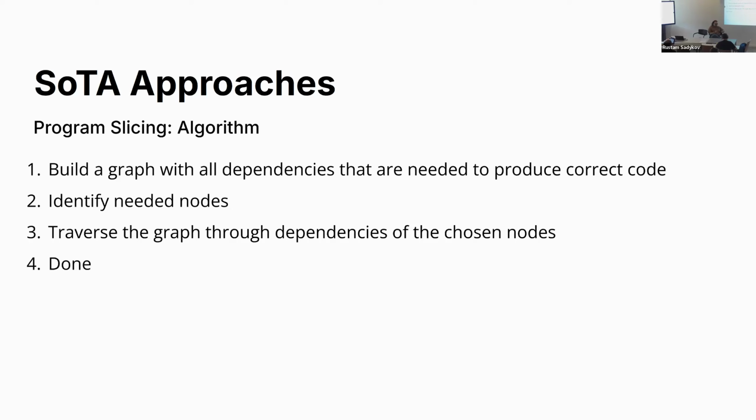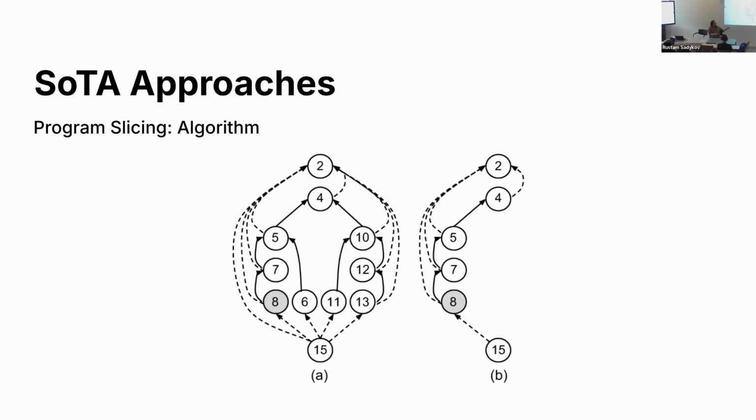If I simplify, it works like this. We build the graph with all dependencies that are present in the program. Then we identify the target nodes where we have a problem, for example, where we have an exception, where the compiler tells us about it, and so on. And then we traverse this graph, retrieving a smaller example with only the dependents and dependencies of the target nodes. For example, it can look like this.